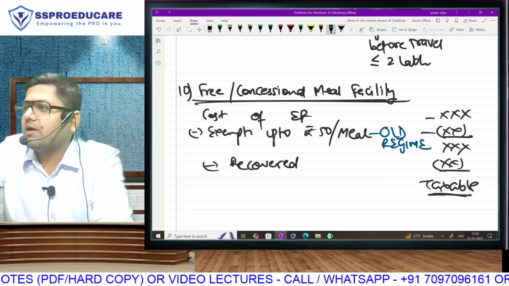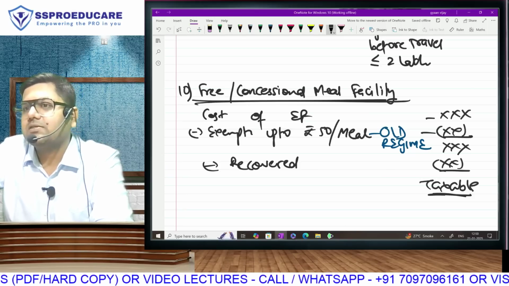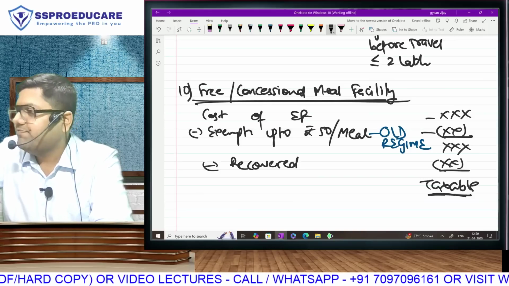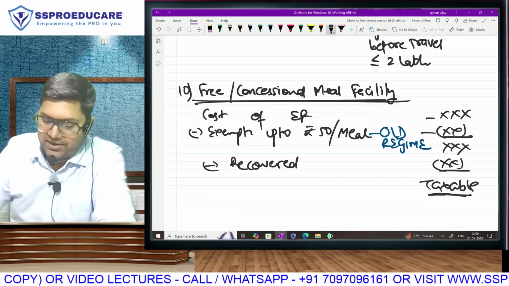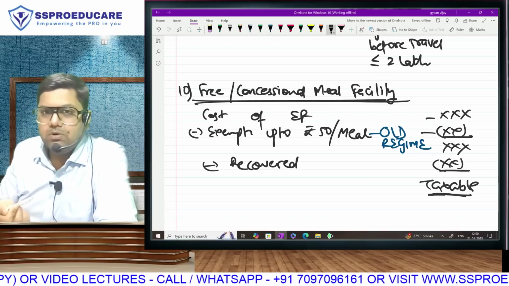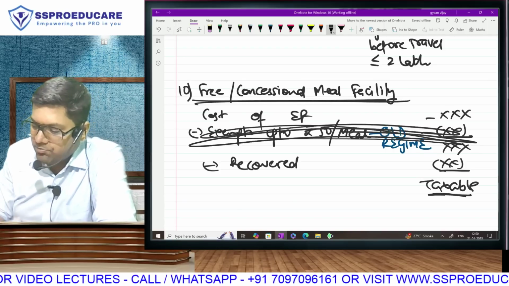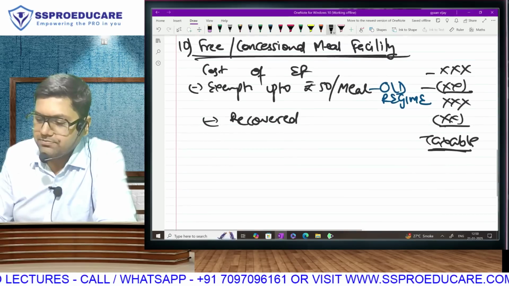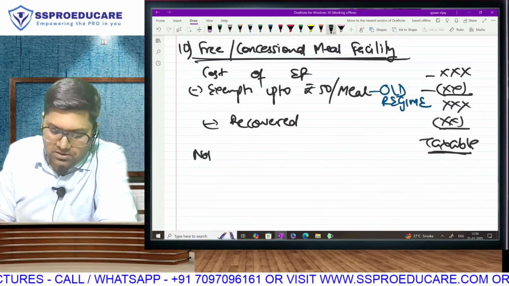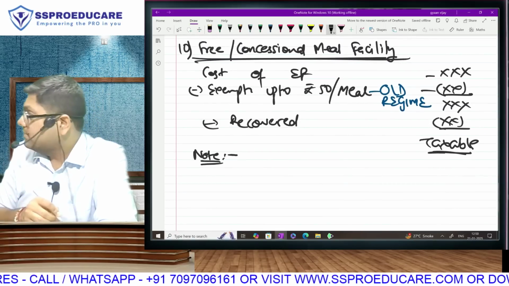So, for 500 rupees of food, 450 is taxable, and from that, 200 was recovered from you, so 250 is taxable. Free or concessional meal facility: just because of this 50 rupees per meal exemption, it is separate. If this part gets removed, then it will become the same as the general rule. Is that clear?